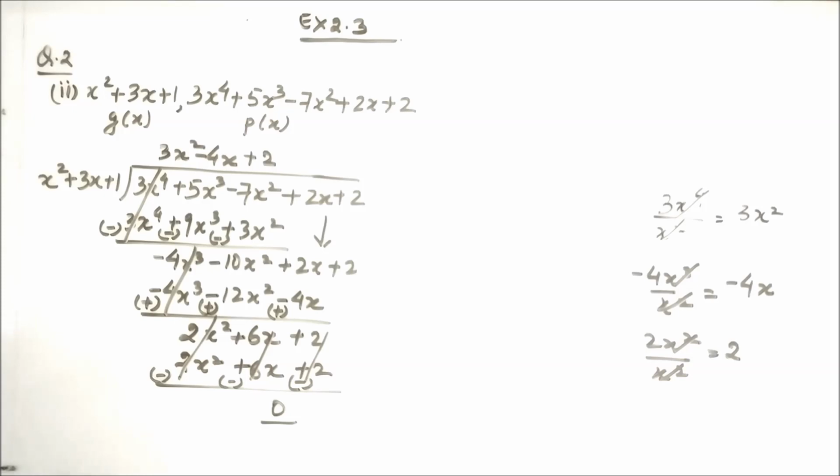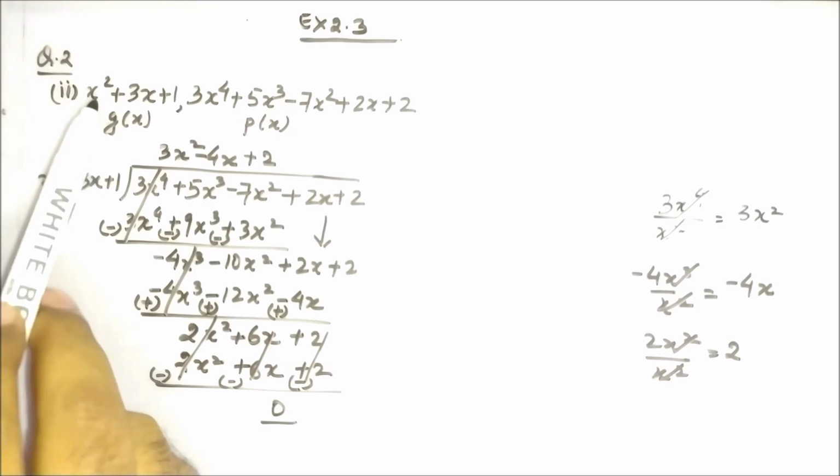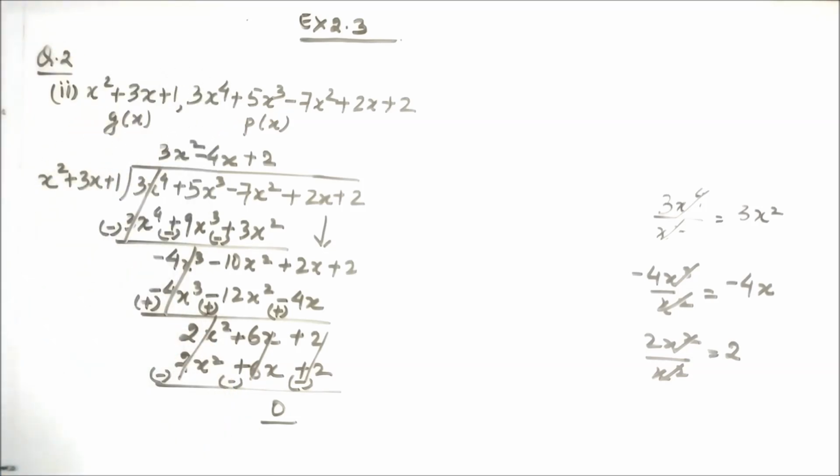Again, since we are getting remainder as 0, we can say that the first polynomial is a factor of the second polynomial. Again you will try the third part of this, and if you have any doubt, just comment down below. I'll solve that problem.